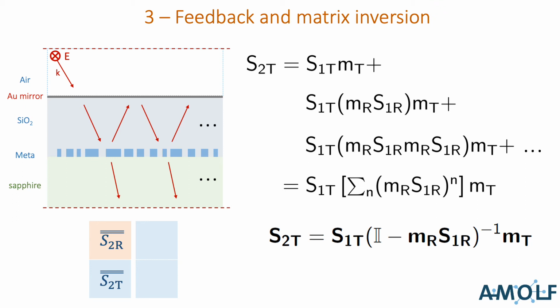and you can see here that the final formula is actually that the transmission of the total stack is proportional to the metasurface transmission times the inverse of the identity matrix minus the mirror reflection times the metasurface reflection, and finally times the mirror transmission.